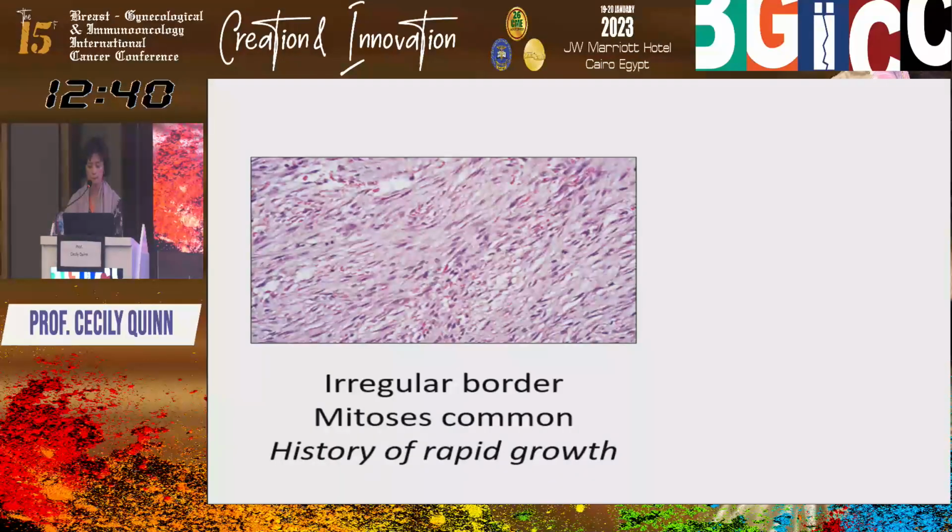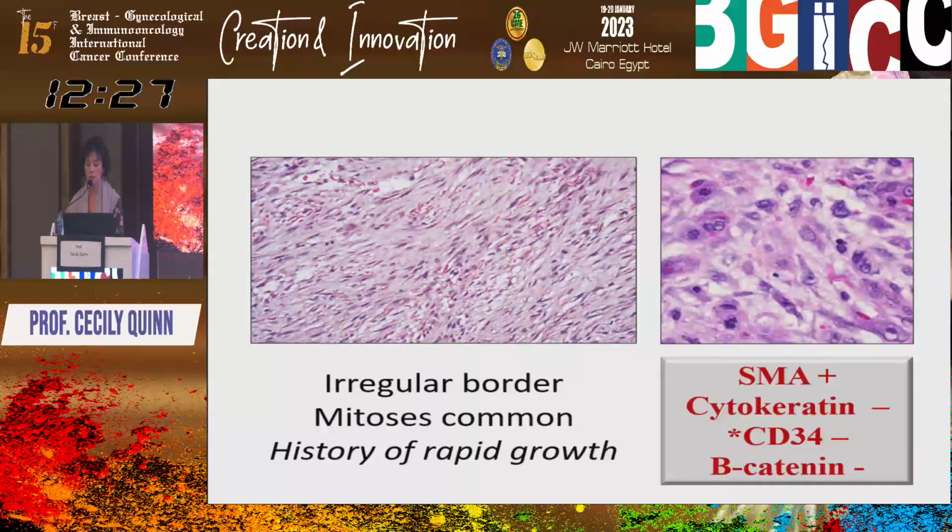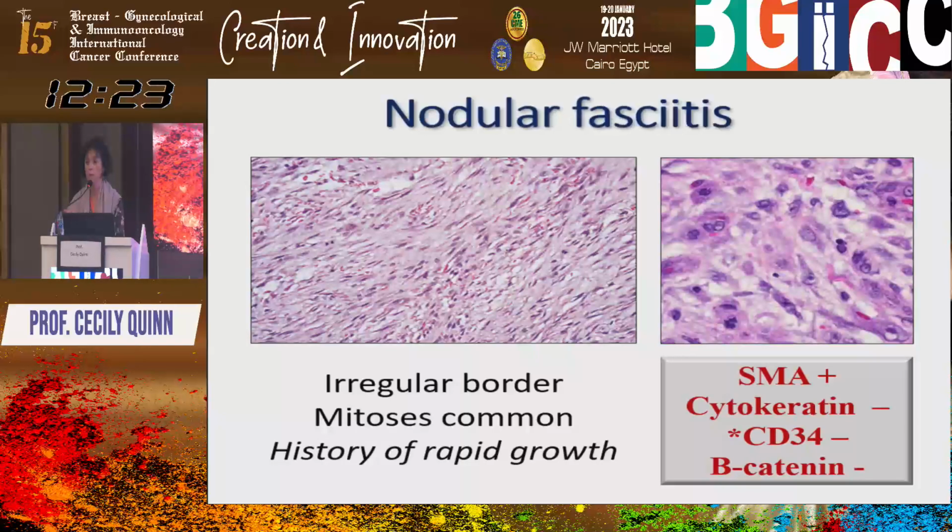This here is another example of a malignant appearing spindle cell lesion with an irregular border, mitotically active, and a history of rapid growth. And these can be quite confusing if you don't take everything into consideration. SMA positive, everything else negative. So what is it? Nodular fasciitis, exactly.